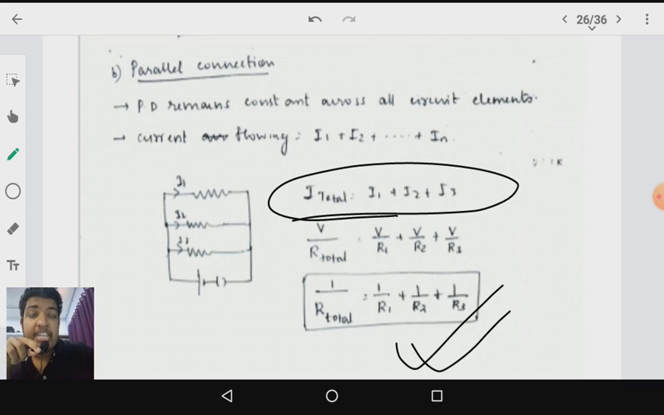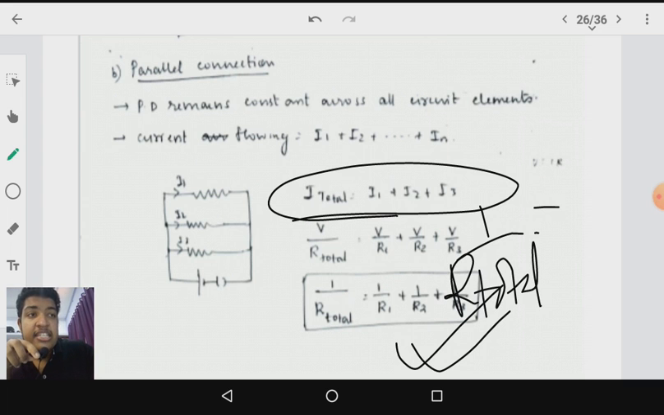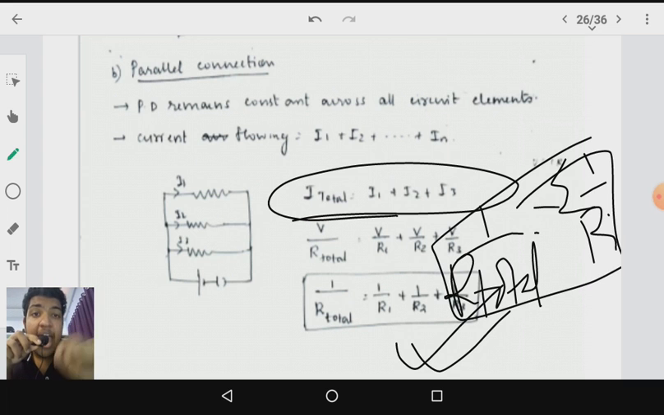So that is how you are getting 1 by R total is equal to 1 by R1 plus 1 by R2 plus 1 by R3 plus etc. That is, we are getting 1 by R total is equal to sigma 1 by Ri. This is the simplified equation for parallel combination.